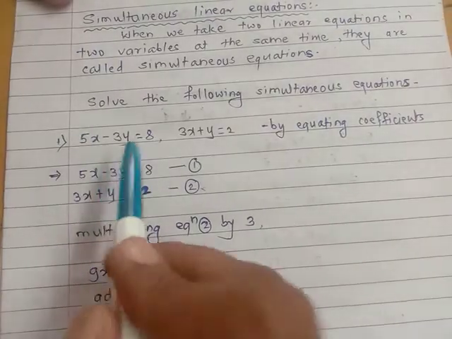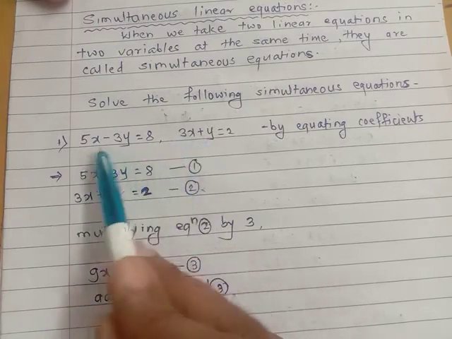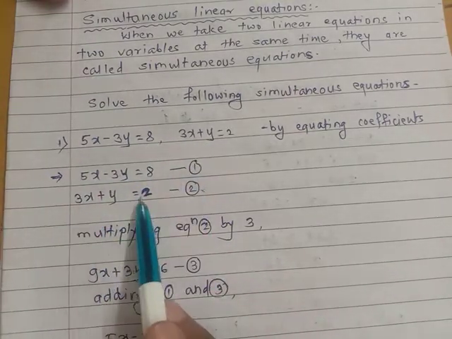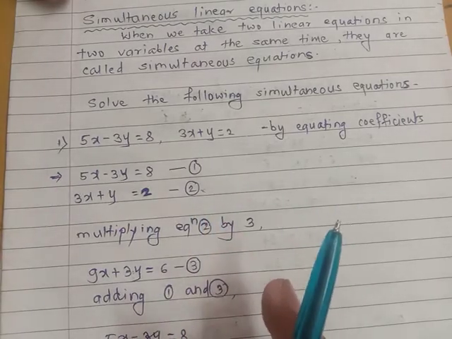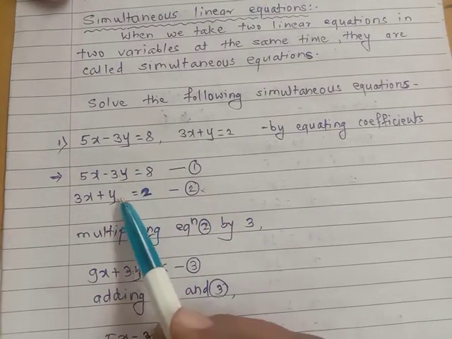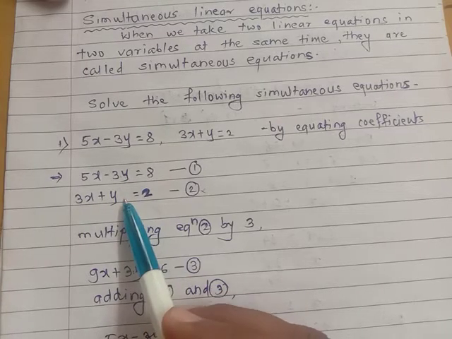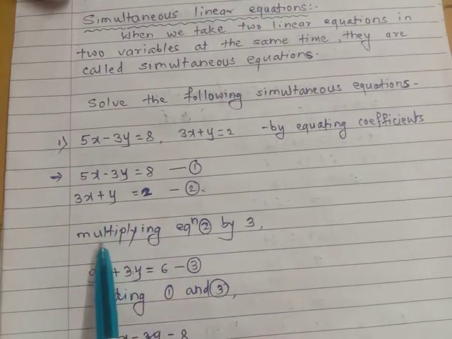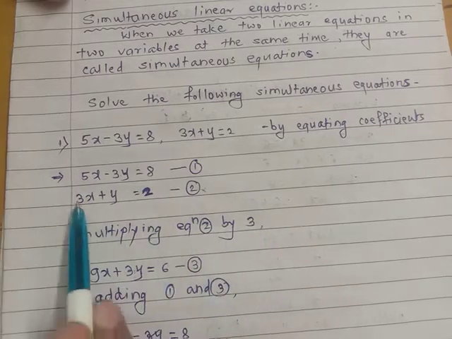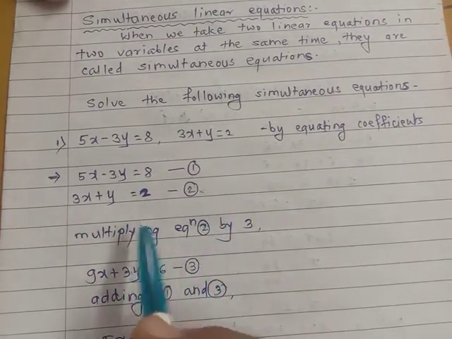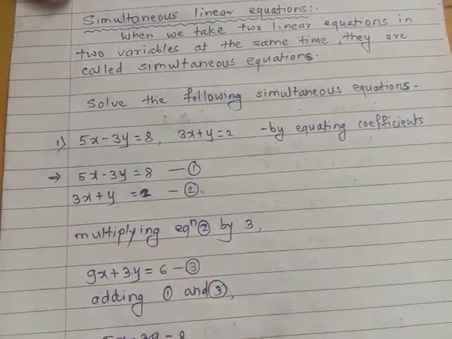So I have taken here one pair of linear equations, 5x minus 3y equals 8, this is equation 1, and 3x plus y equals 2, this is equation number 2. If you observe here, equating the coefficients of y is easy in this problem. So if you multiply equation 2 by 3, what do we get? 9x plus 3y equals 6, this is equation number 3. Now we have changed this equation, so don't consider this one.